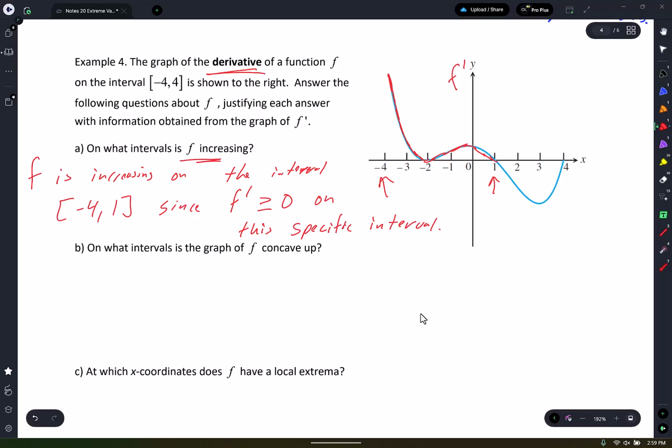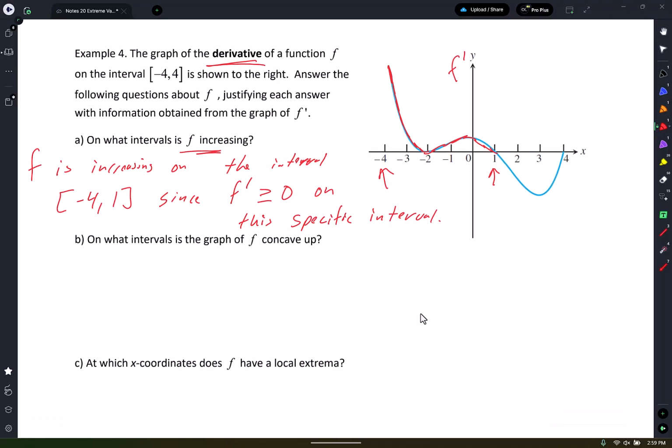On what intervals is the graph of f concave up? Now I want to know where f is concave up.